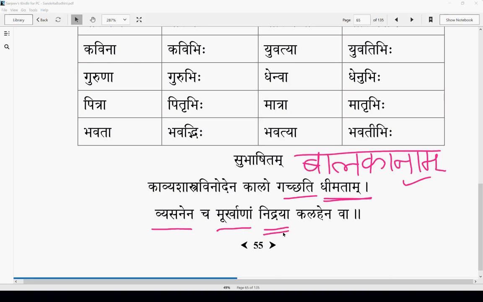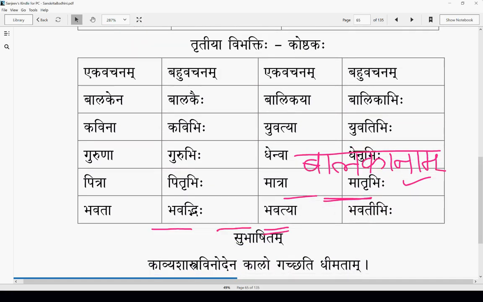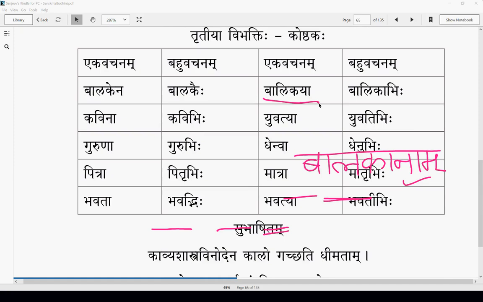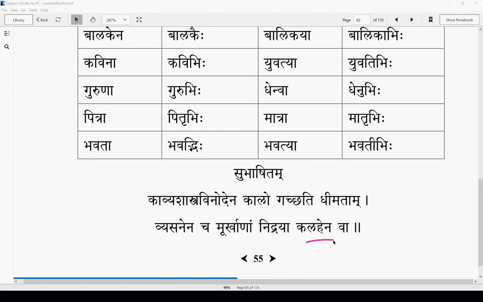Nidraya. Tritiya, a Strilinga word, like Balikaya, right? And Kalahena. Tritiya, like Chamasena. Kalahena. Okay, so what is the meaning?